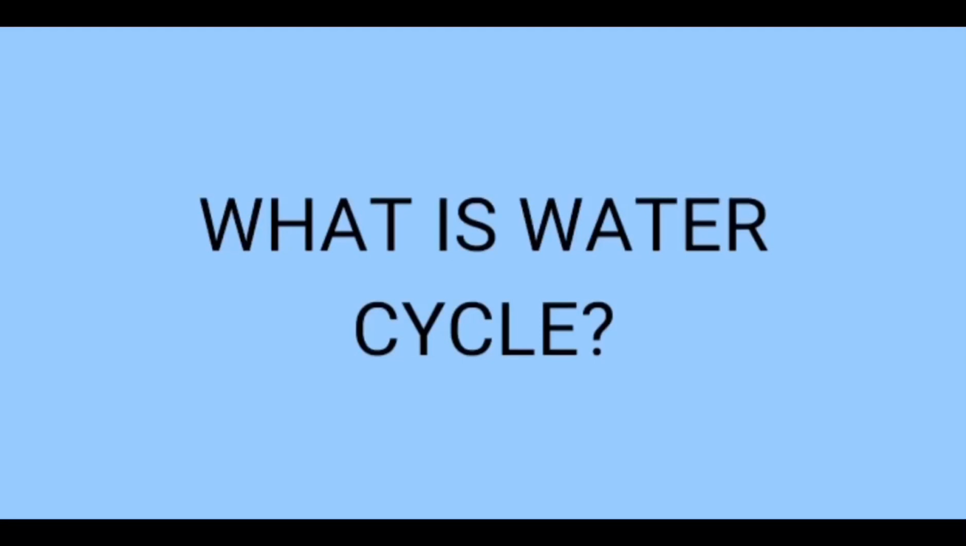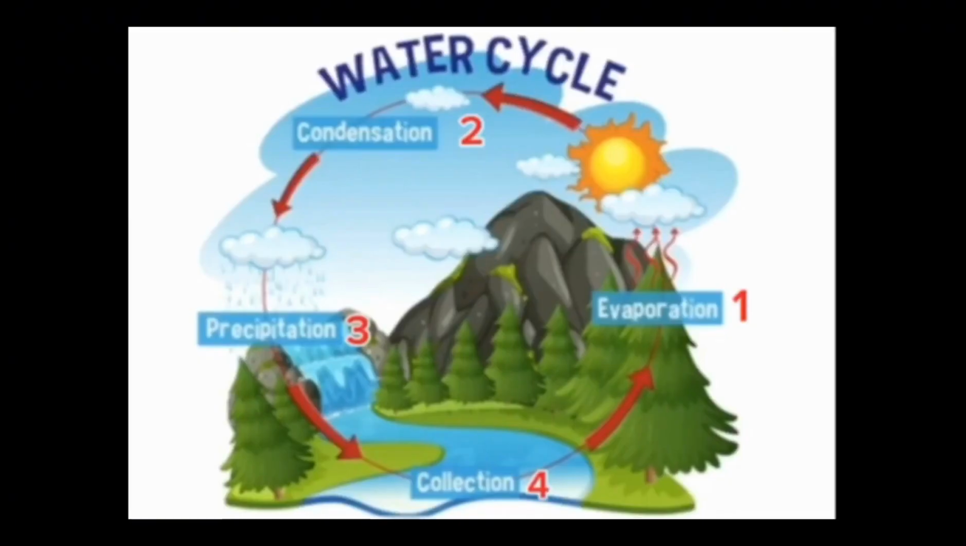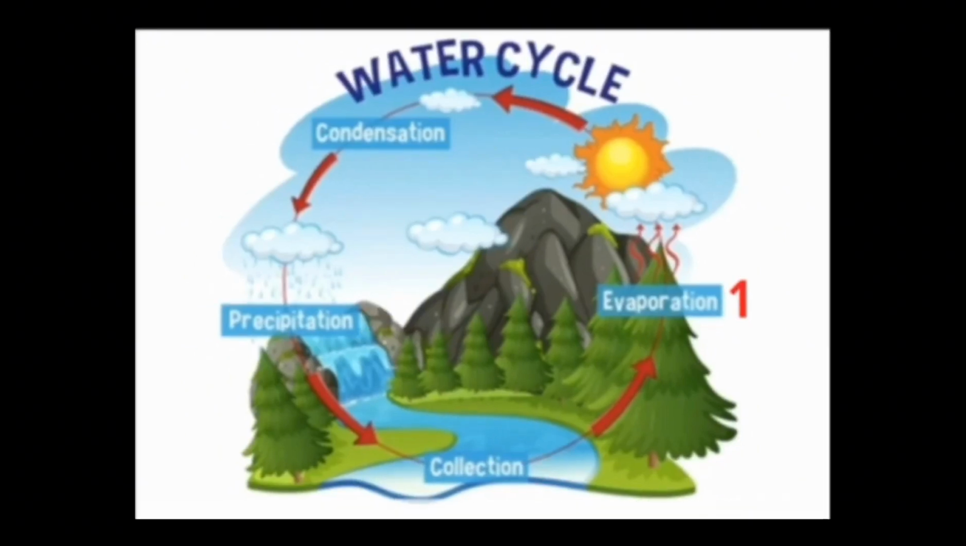My topic is all about the water cycle and nitrogen cycle. What is the water cycle? The water cycle is the process when water is recycled over and over again. Water moves from land to the sky and back again. There are four stages of the water cycle. First, evaporation. Second, condensation. Third, precipitation. Fourth, collection.